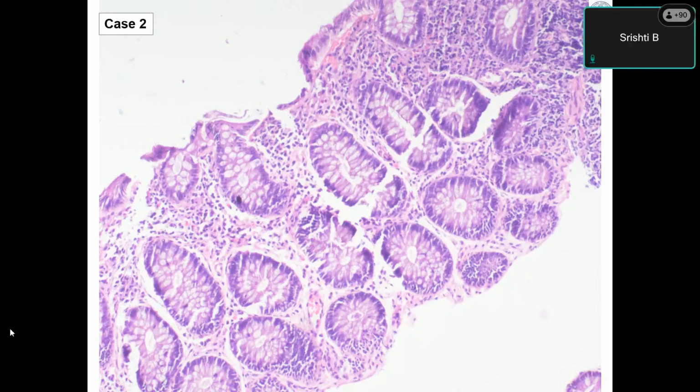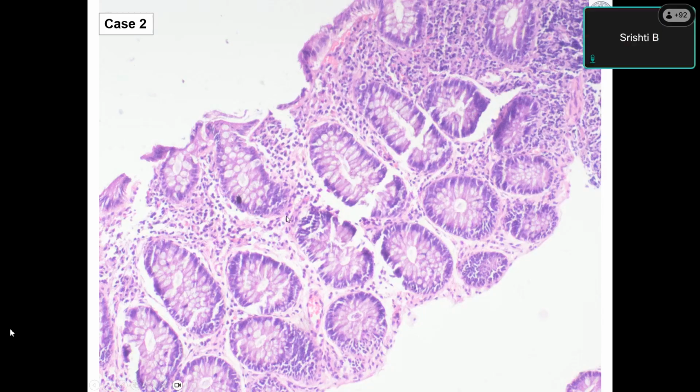Sir, here we can see distortion of the crypt architecture. How do you define the crypt distortion? Already we have described normal. Yes, sir. Which finding are you highlighting here as a crypt distortion? Sir, the depth of the crypts might be increased or decreased. Depth of the crypt will decrease.